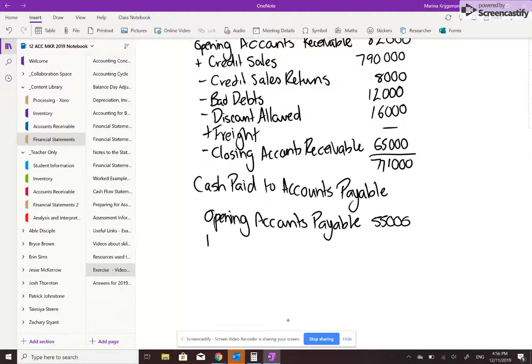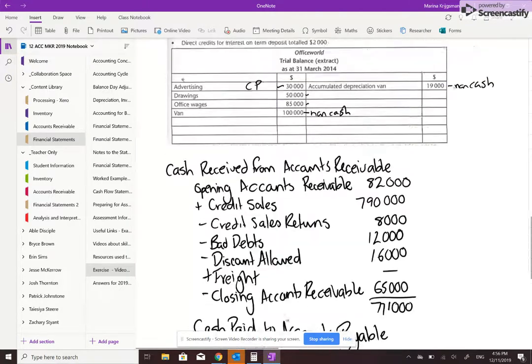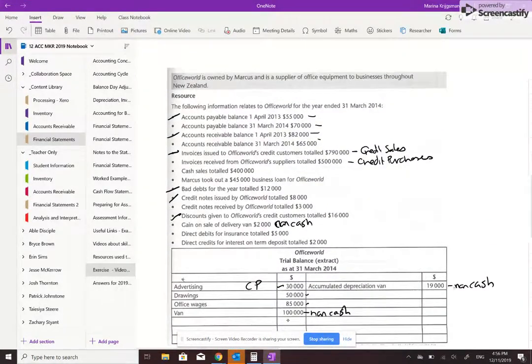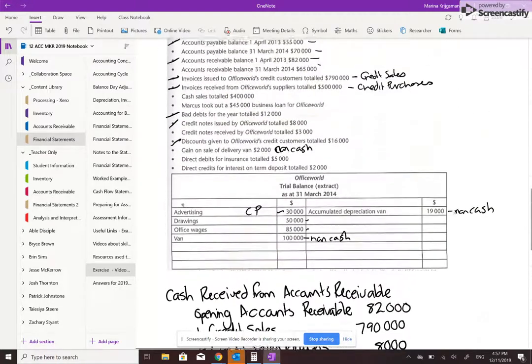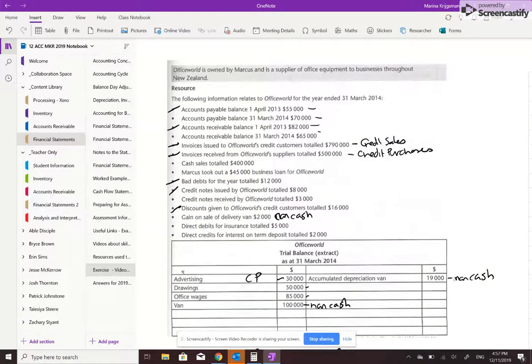We're going to add in any credit purchases, so these are going to be any invoices that have been received from our suppliers of 500,000. And then we've got minus any credit purchase returns. So remember, these are credit notes. So we're going to take out our credit notes. So our credit notes received are 3,000.